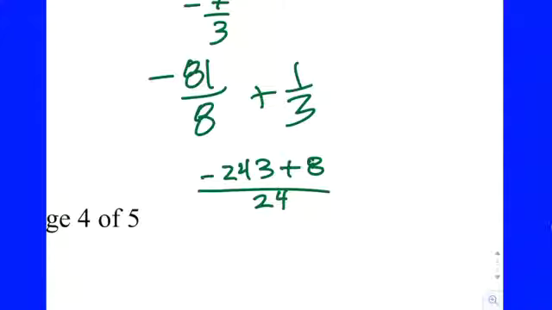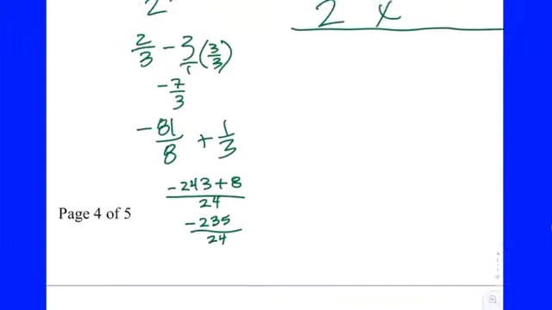And now -243/8, if you add 8 to -243, you get -235/24. And if you've been simplifying your fractions as you go, these two should be co-prime at the end. Okay? So there you go.